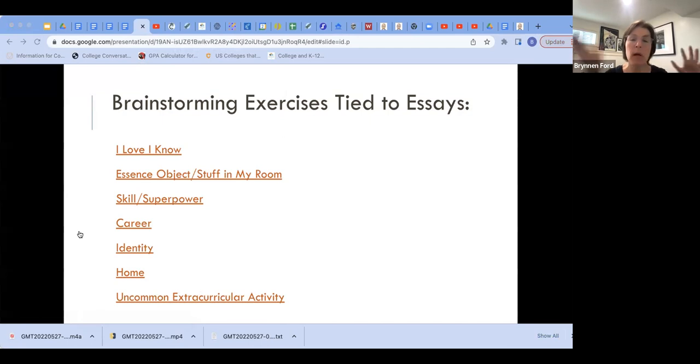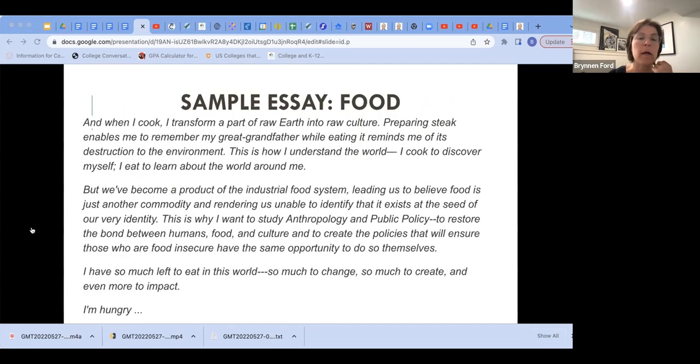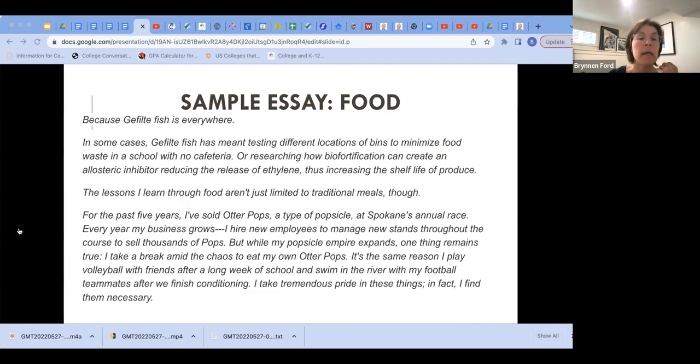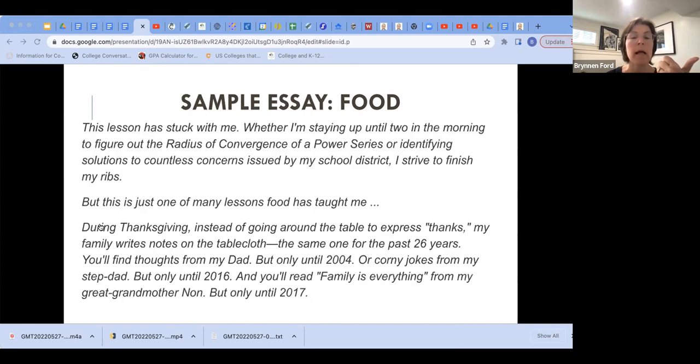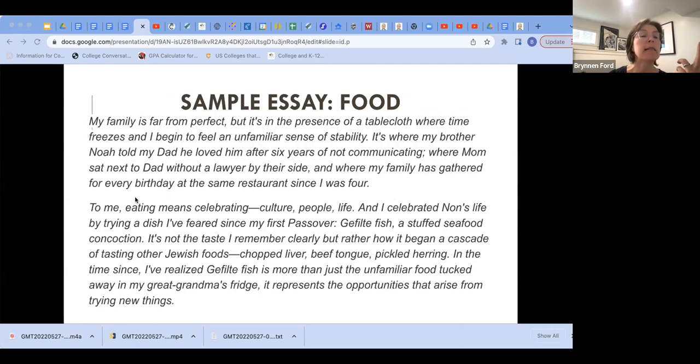Okay. So that was montage structure. That's where you've got the thread and the beads. The thread is the common theme. In this case, it was food. The beads here, let's go look. First he's got the stick-to-my-ribs bead, or example. Then he's got some school district work that he did, an example about food. Then he's got the Thanksgiving table example. Then he's got the tablecloth and the not communicating and the family challenging stuff.